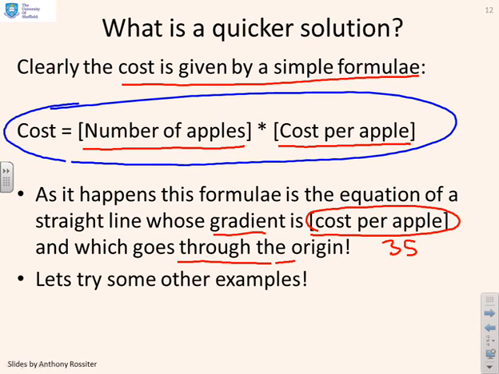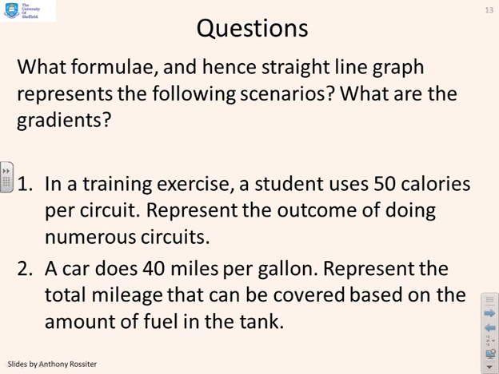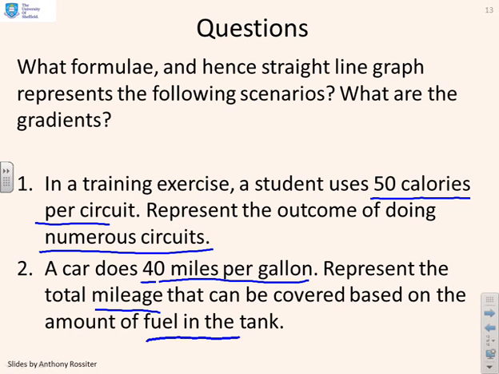Okay, let's try some other examples. So which formula, and hence which straight line graph, would represent the following scenarios, and what are the gradients? So number 1, in a training exercise, a student uses 50 calories per circuit. Represent the outcome of doing numerous circuits. So in other words, how many calories are they using in total? Or number 2, a car does 40 miles per gallon. Represent the total mileage that can be covered based upon the amount of fuel in the tank. So we'll go to the next slides and we'll look at the solutions to these two.